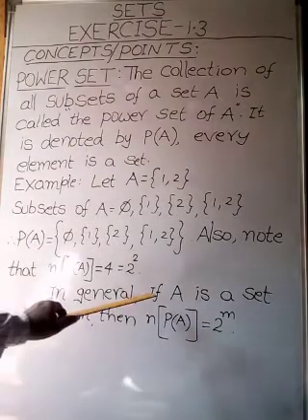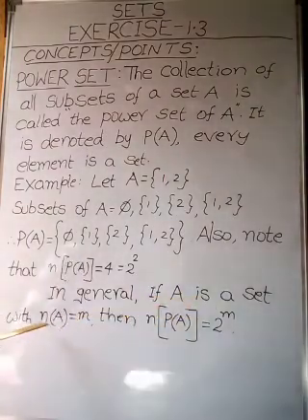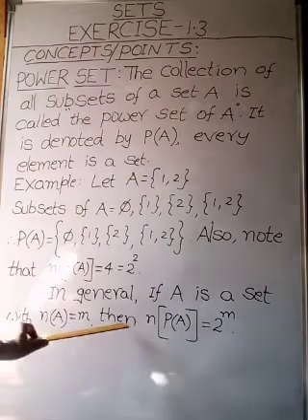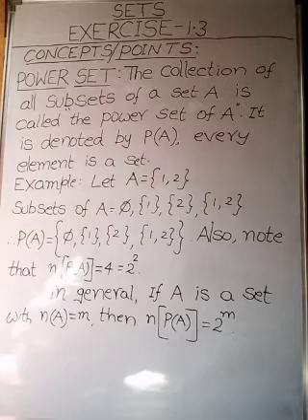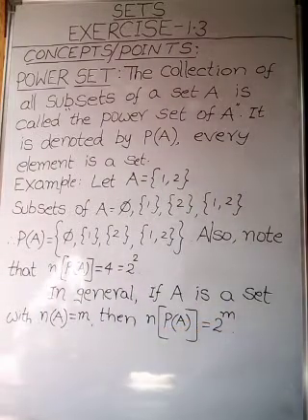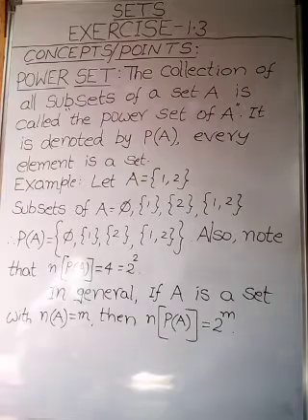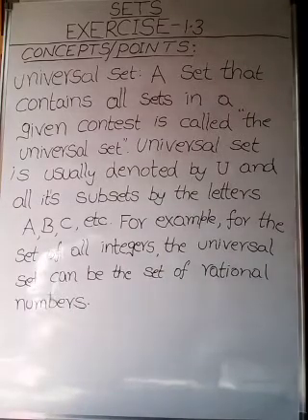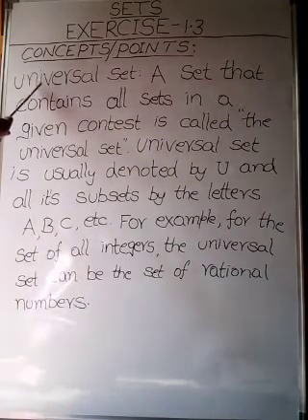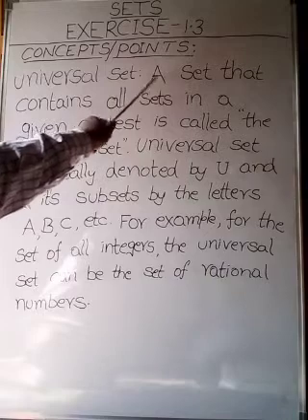In general, if A is a set with n of A equal to m, then n of P of A is equal to 2 power m. This is the formula to find the number of elements in the power set. 2 power m. Here m denotes n of A, the number of elements in the set A. Understood this point, my dear children? Right. Now come to the next definition, that is the universal set.